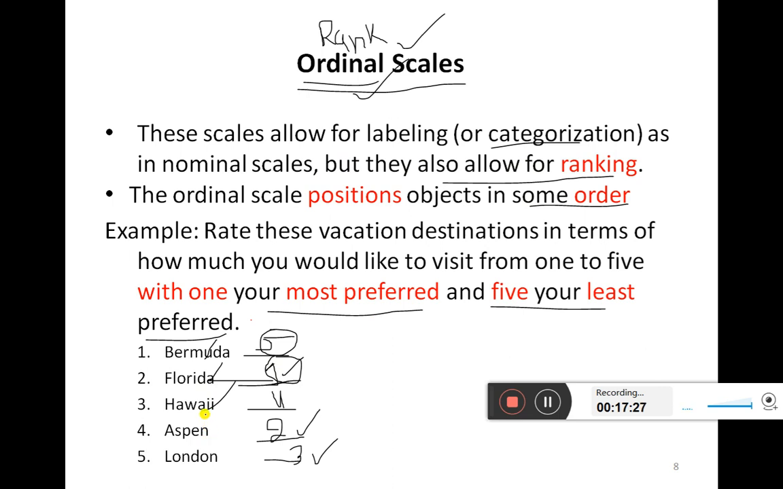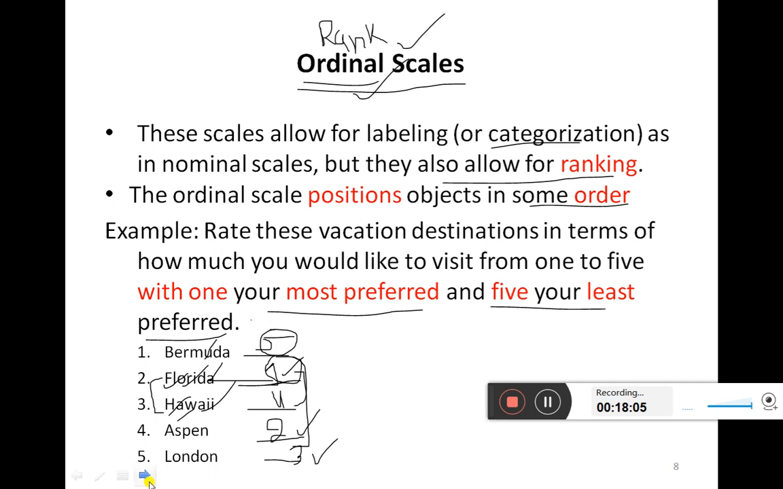Now Aspen and Hawaii contain 2 and 4. Now I can't compare 1 with 2, and for example 1 with 4, how much Florida and how much Hawaii. Florida is more preferable as compared to Hawaii, since Florida has 1 and Hawaii has 4. But I can't compare them further, for example whether Florida is 100% and Hawaii is 100%. What we know is that Florida is more favorable than Hawaii. But I can't compare how much more preferable Florida is than Hawaii.